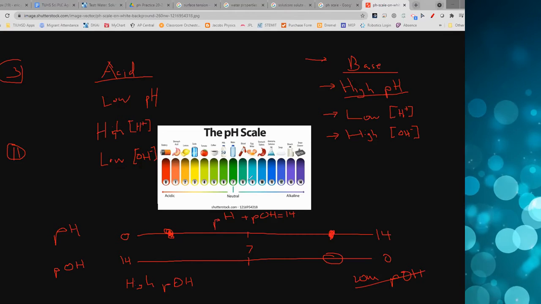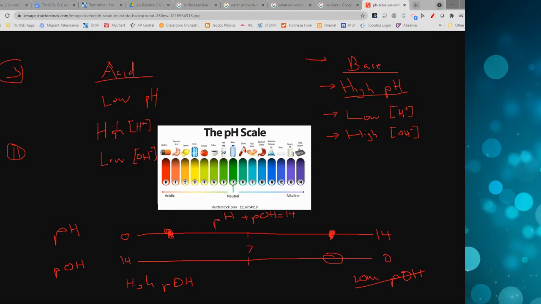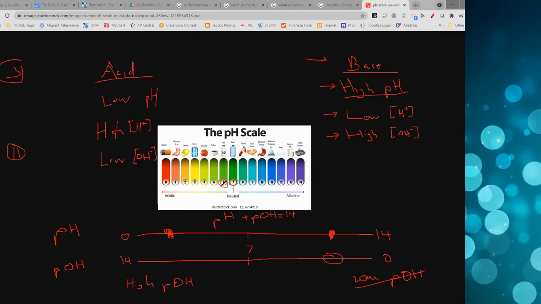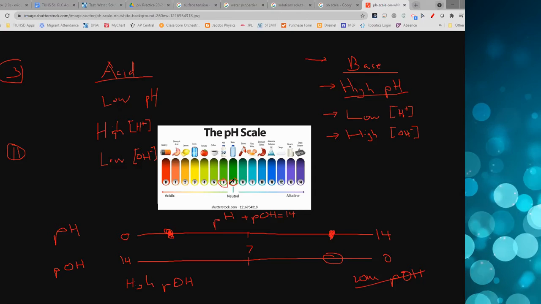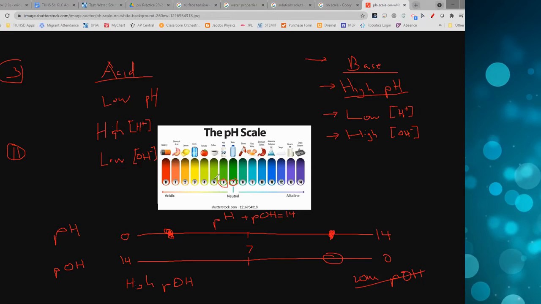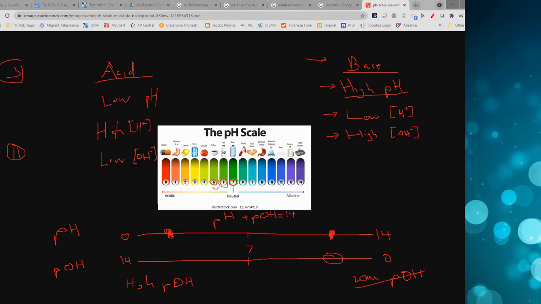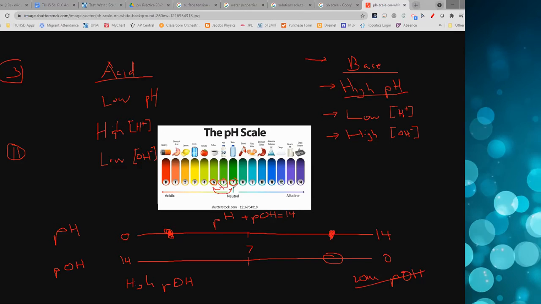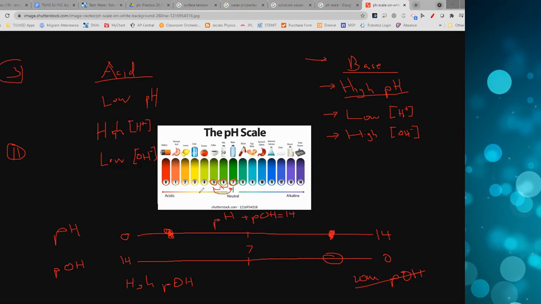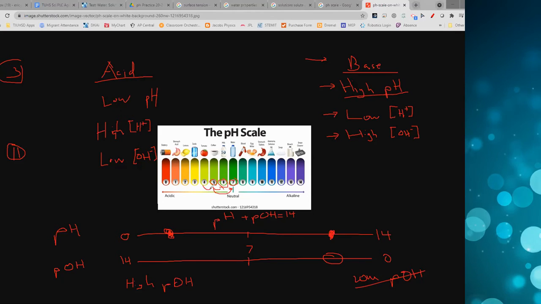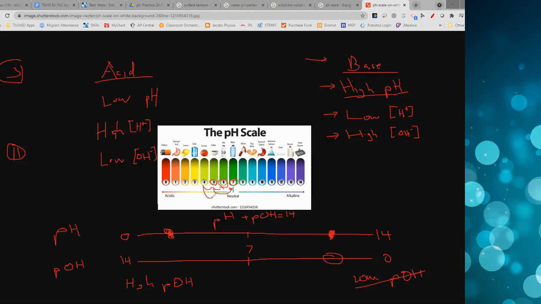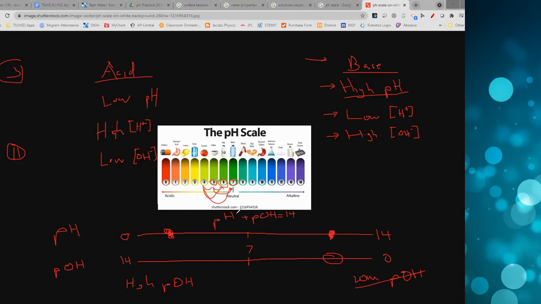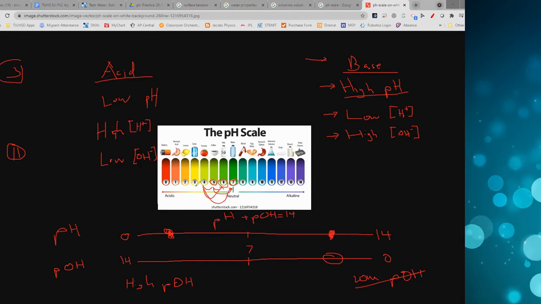Also, it's important to remember that it's a log-based scale. So a pH of 6 versus a pH of 7, a pH of 6 is actually 10 times more acidic than 7. So coffee is 10 times more acidic than milk, and 100 times more acidic than water. Tomato juice is 10 times more acidic than coffee, 100 times more acidic than milk, and 1,000 times more acidic than water.